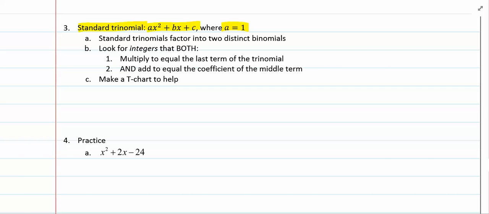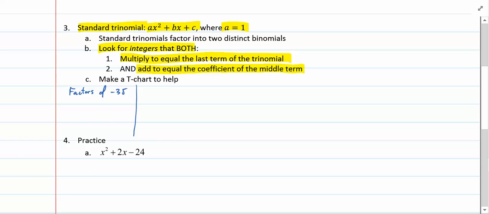When we factor standard trinomials where c is less than 0, when c is negative, we still use the same technique that we used in the prior video. We always look for integers that both multiply to equal the last term of the trinomial and add to equal the coefficient of the middle term. It's still a good idea to make a t-chart to help identify those values. So in order to find values that multiply together to equal negative 35, that means we're looking for factors of negative 35.